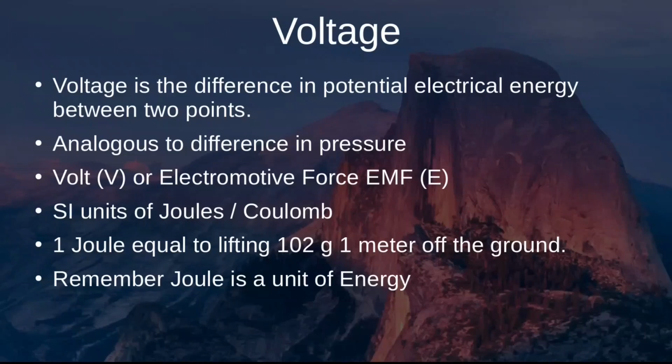The SI units of voltage are the joules per coulomb, and if we remember correctly from the previous lecture, 1 joule of energy is equal to lifting 1 apple 1 meter off the ground. And to be a little more technical, it's 101 grams or 102 grams lifting that amount of mass 1 meter off the ground. And remember, the joule is a unit of energy.